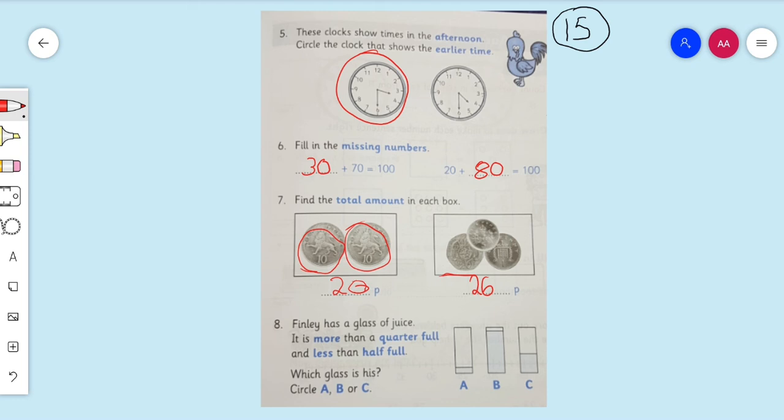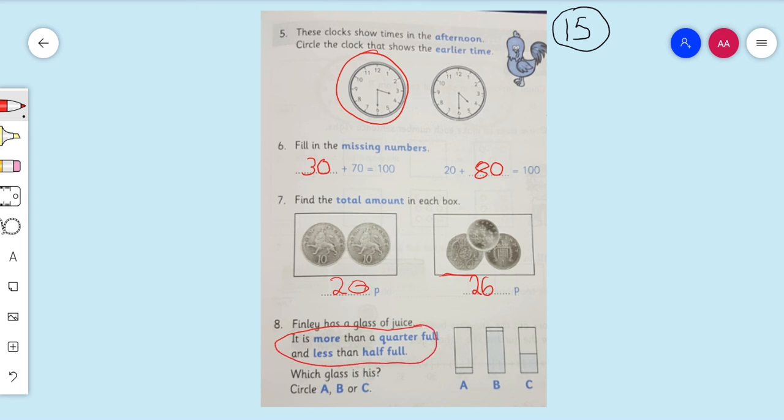Now let's see question number 8. Question number 8 is Finley has a glass of juice. It is more than a quarter full and less than a half full. Which glass is his? Circle A, B, or C. So there is an A here, B here, and C here, and we need to circle one of these. This one, or this one. Now we need to focus on this part here.